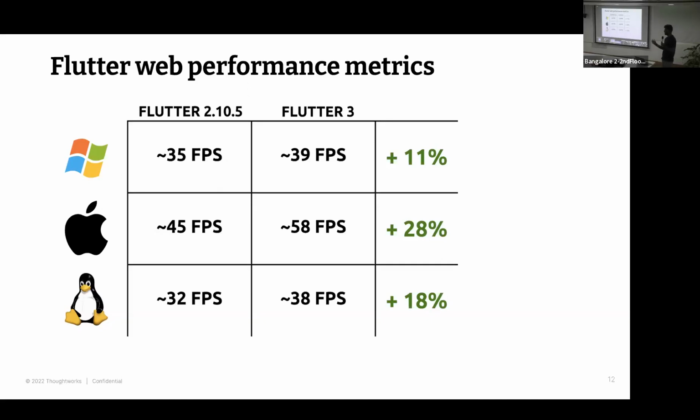What FPS means in this sense is how many frames are rendered per second on your device whenever you're running a Flutter app. On macOS especially, this is very optimal right now. On Linux, it's the least optimal, but not a huge difference compared to Windows. But there has been a huge increase, almost 18%, for Linux as well.